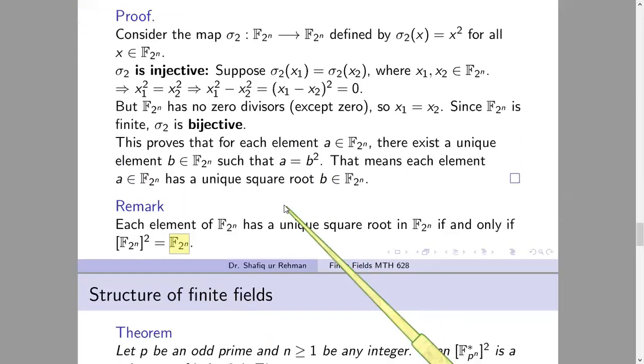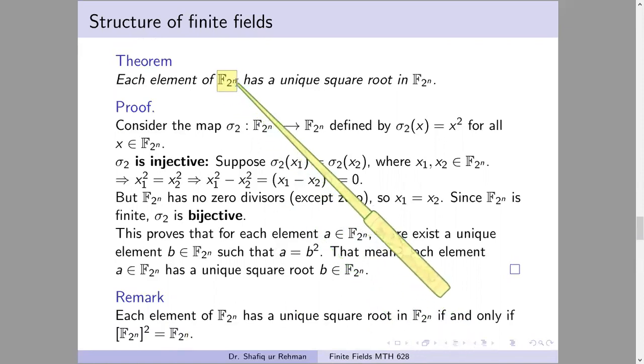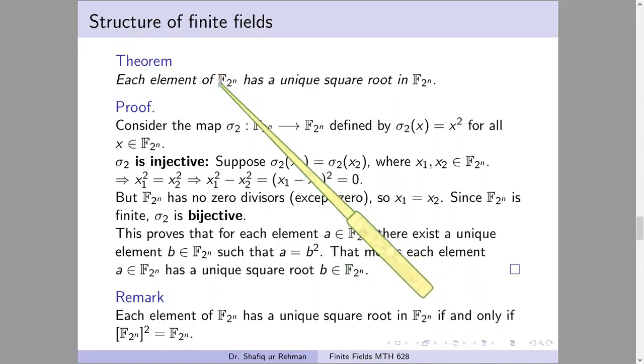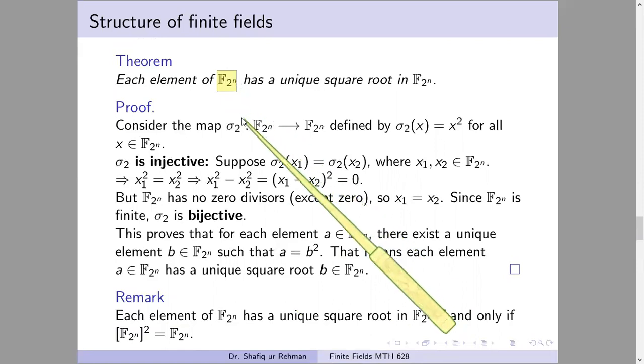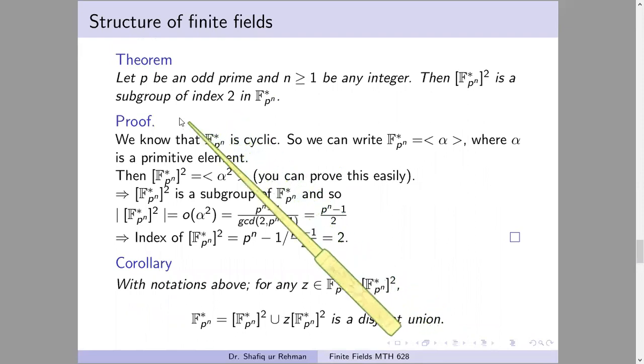So in this way we prove this, and now in the next part we will talk about the square root of elements, but not for the field of characteristic 2, but for the field of characteristic some odd prime. अब हम किसी odd prime वाले field के लिए बात करेंगे. This is our next theorem.